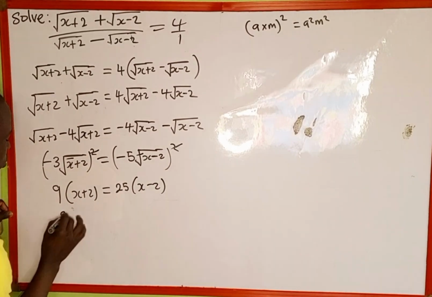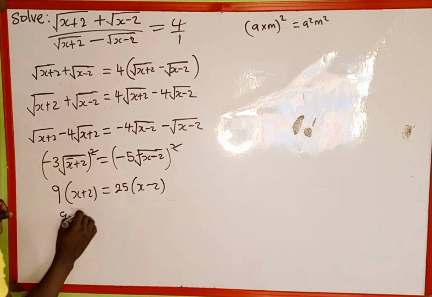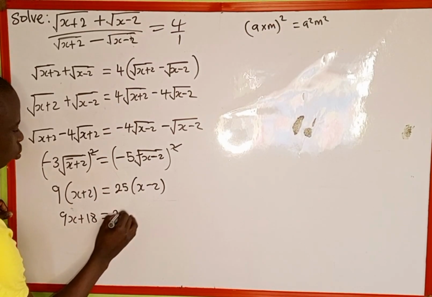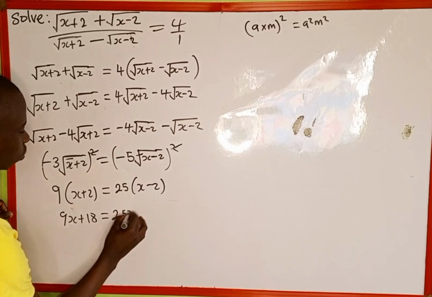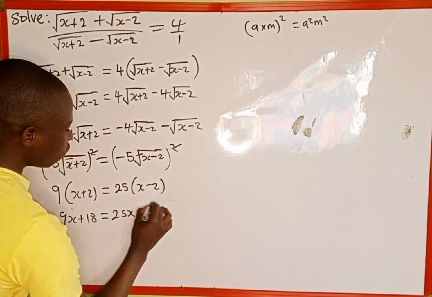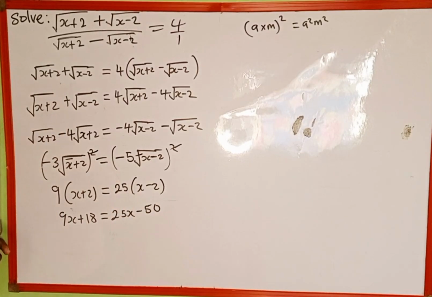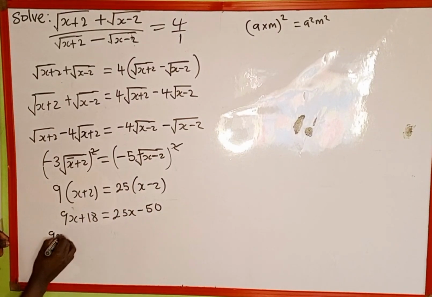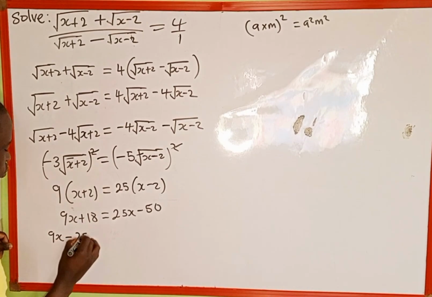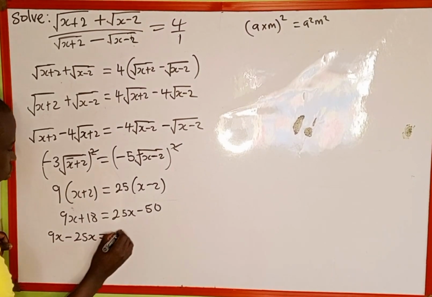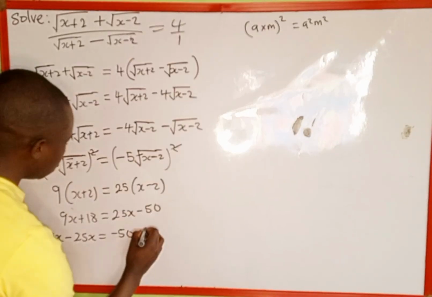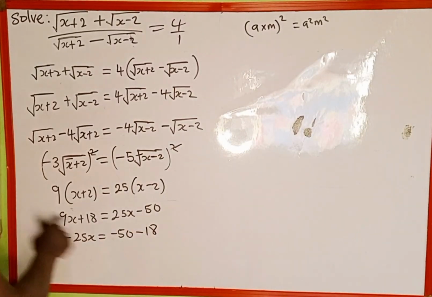So the next thing we're going to do is to open the bracket. 9 multiplied by x is going to give us 9x. 9 multiplied by 2 is going to give us 18, which is going to be equal to 25 multiplied by x, which is 25x. Then 25 multiplied by negative 2 is going to give us negative 50. So the next thing is to combine the like terms. We have 9x here. When we take this 25x to the left hand side, it will become negative 25x, which is equal to negative 50. Then we take this 18 to the other side, it becomes negative 18 because this is positive.